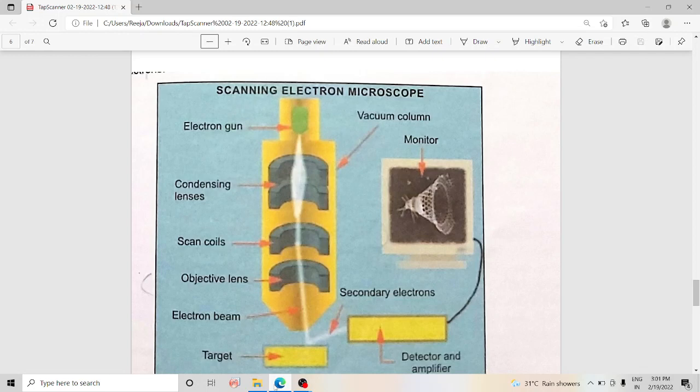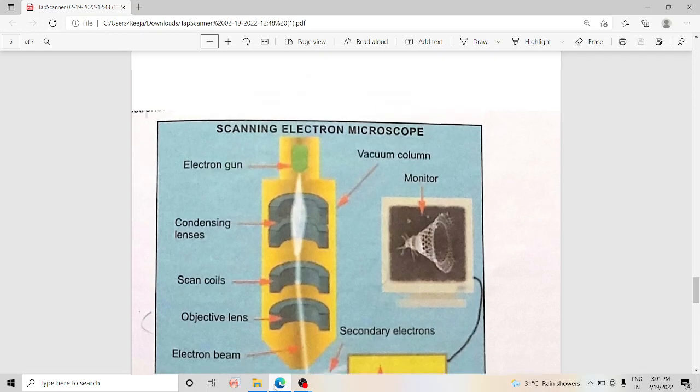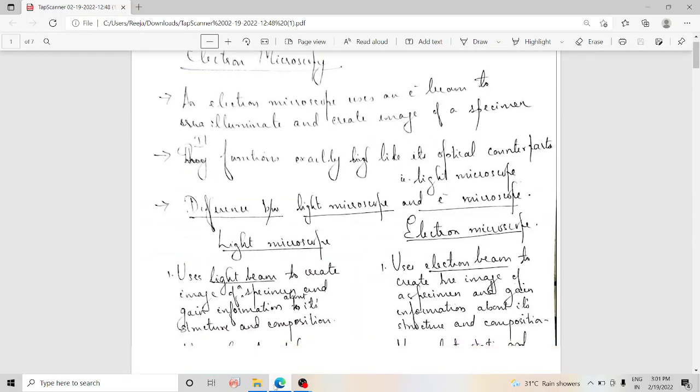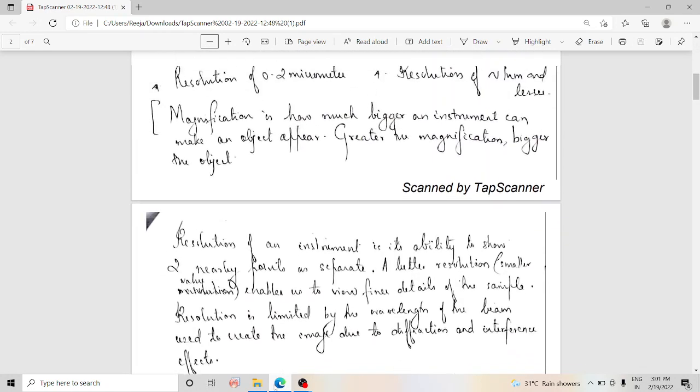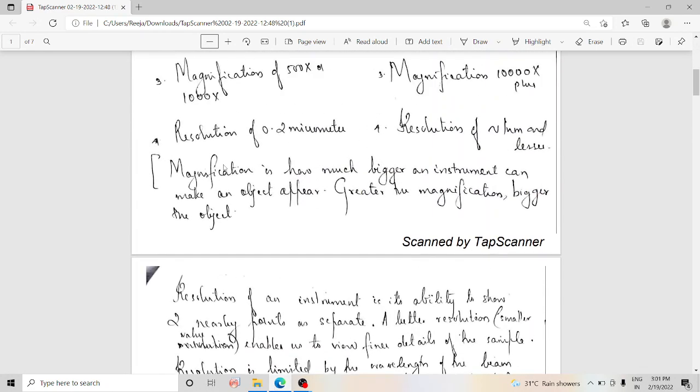So resolution is the ability of an instrument to show two nearby points as separate. Now, the resolution of an optical microscope is about 0.2 micrometers, whereas the resolution of an electron microscope is nearly 1 nanometer.